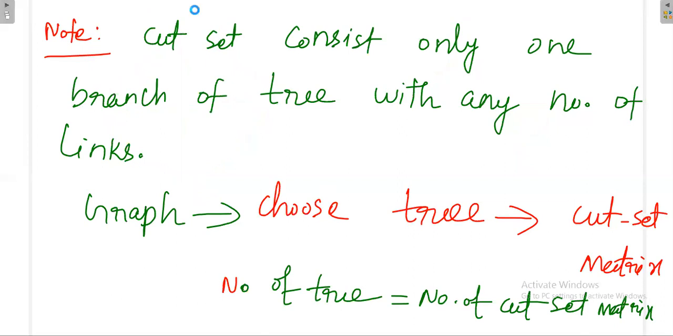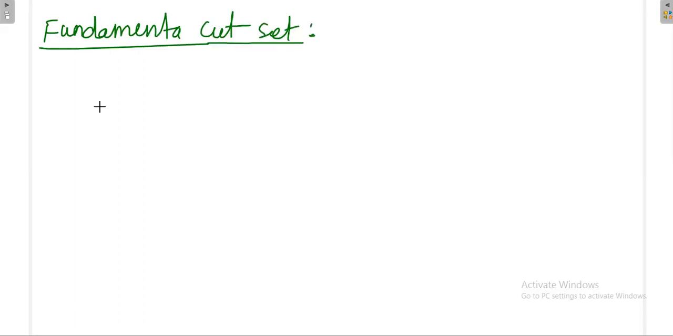So next our topic is the fundamental cut set. If you are talking about a fundamental cut set, you have to choose a tree. So the next topic is not a cut set, it is a fundamental cut set. If you are writing the cut set with reference to the tree, then that is called a fundamental cut set. So a fundamental cut set is a cut set defined for a particular tree.